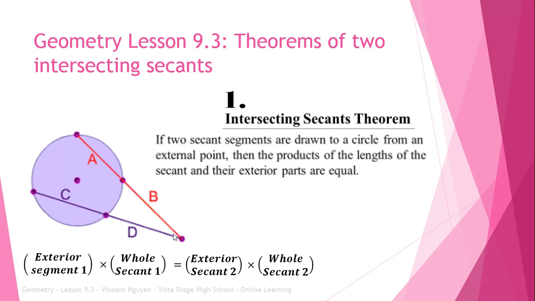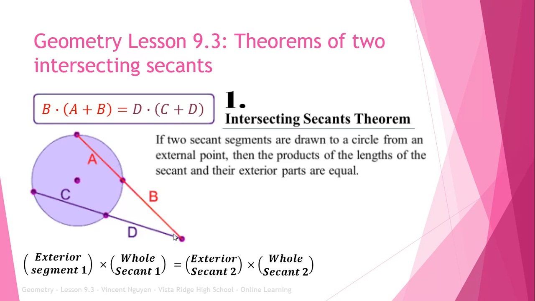We're going to use a simple equation to indicate this theorem, right? So if you take B, which is the outside segment, and you multiply by the whole thing, notice I'm not multiplying by the chord, I'm multiplying by the whole entire secant, and then that would equal the other secant, the product of the outside times the whole thing, okay? So take a minute to observe, okay? Outside times the whole thing equals outside times the whole thing, okay?